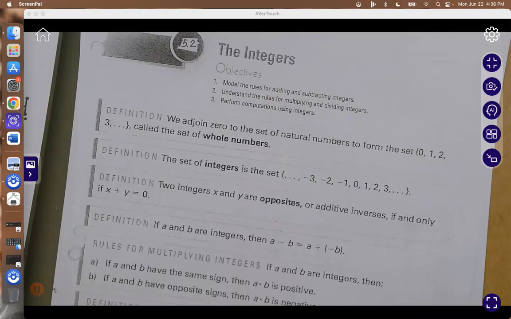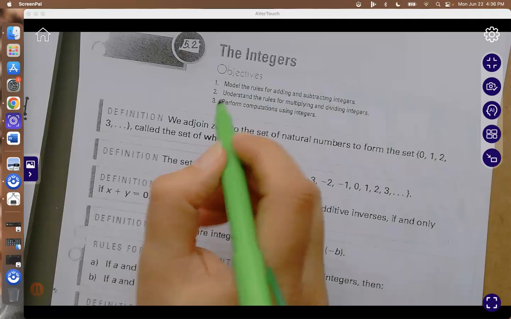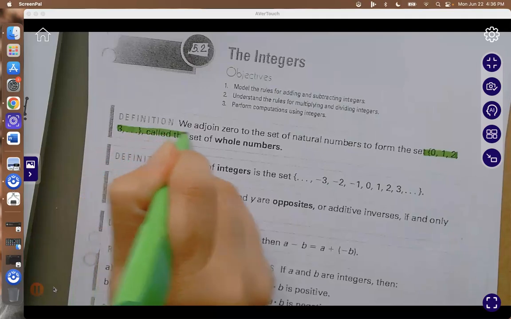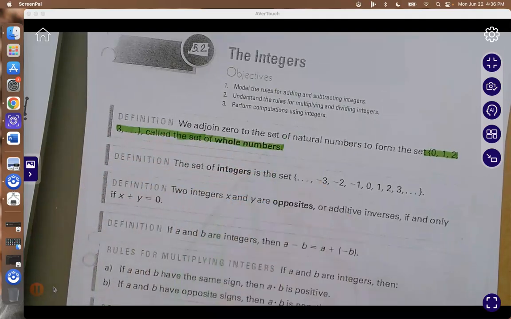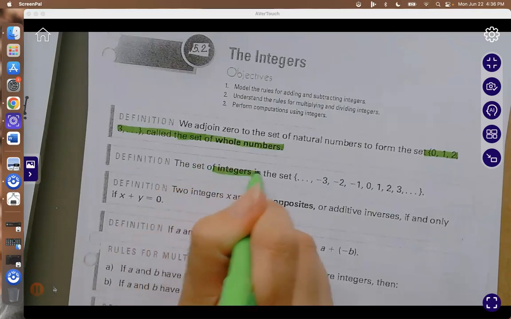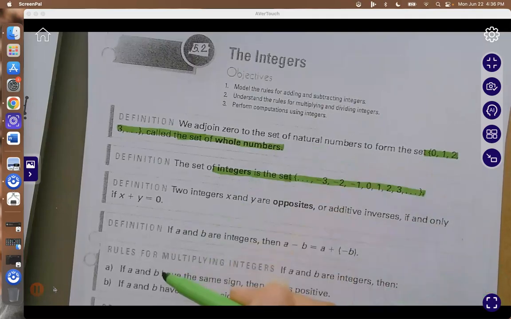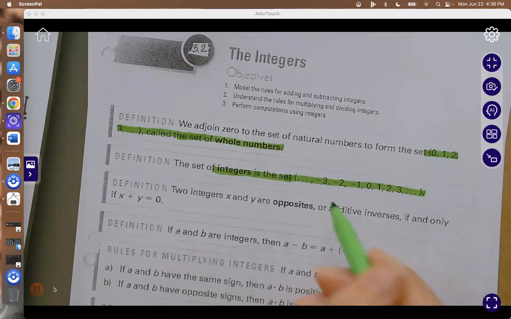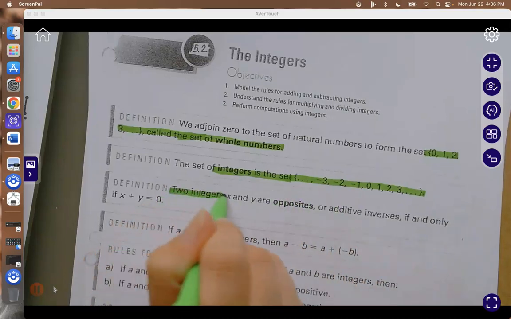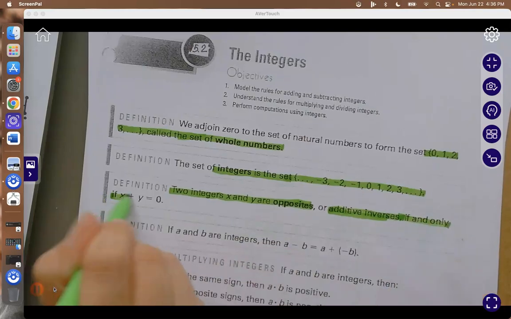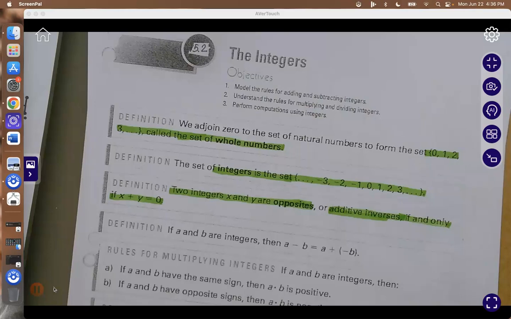Definitions. We adjoin 0 to a set of natural numbers to form a set of whole numbers. So when you put 0 next to your natural numbers, that's your whole numbers. If you add the negative versions of numbers to your whole numbers, that's integers. So each thing is getting bigger. Okay, obviously you know that if you have two integers that are opposites, then they're additive inverses, and they equal 0 when added together. That's just common sense.